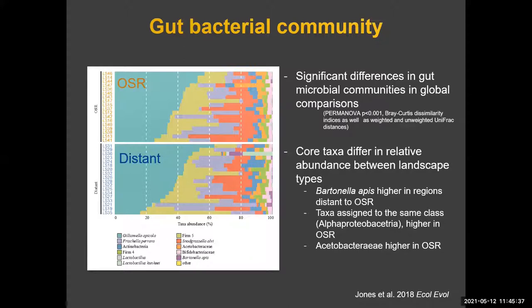For example, here, Bartonella apis is higher in regions distant to oilseed rape, whereas a taxa assigned to the same class is actually higher in fields of oilseed rape. And then again, taxa assigned to the Acetobacteraceae is higher also in fields of oilseed rape.